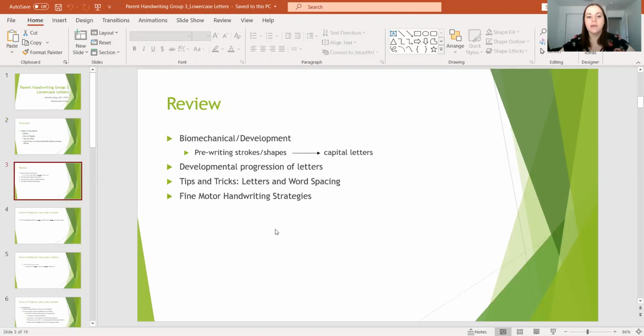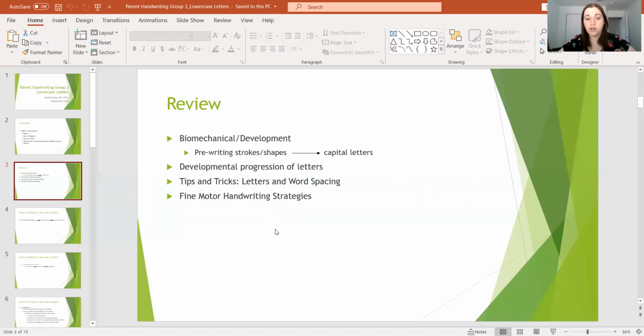So like I said last week, we talked about the biomechanical development of handwriting. We talked about our pre-writing strokes and how that leads to capital letters. So once we master pre-writing strokes and shapes, we can move on to the capital letters. We talked a lot about those last week. So how to teach them, how to best approach them. We went over the developmental progression of capital letters.